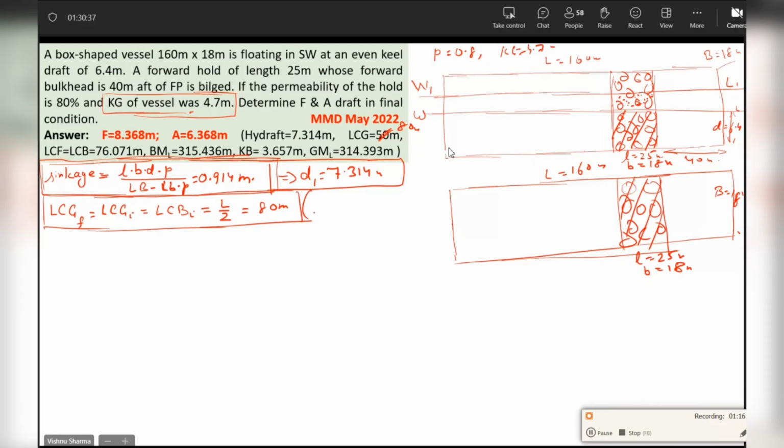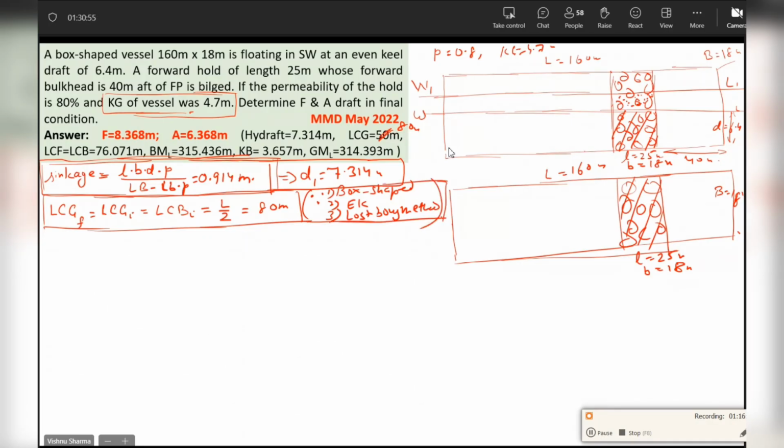I give the reason here. 1, box shaped. 2, even keel. 3, lost buoyancy method. Guys, is LCG issue clear to everybody or anybody has a doubt?